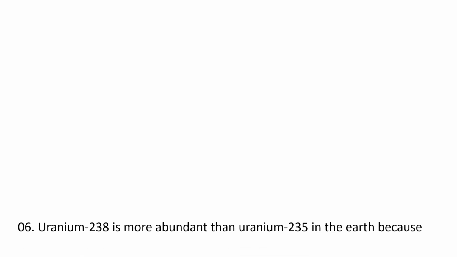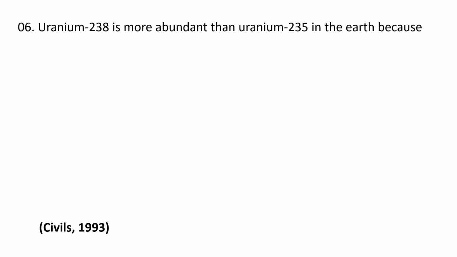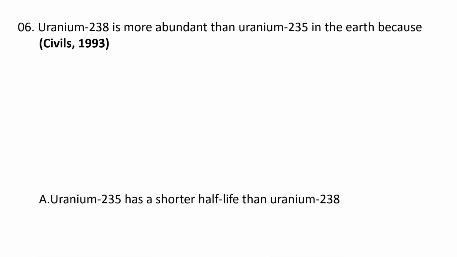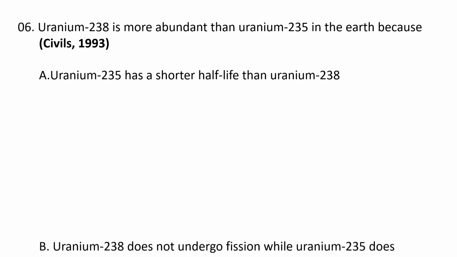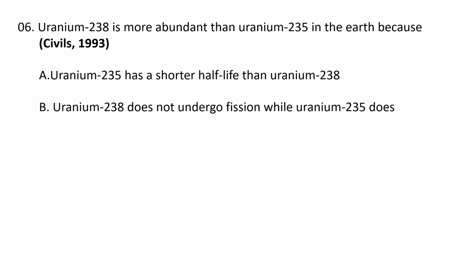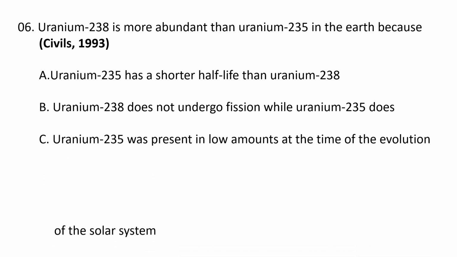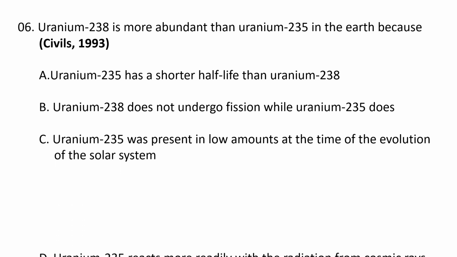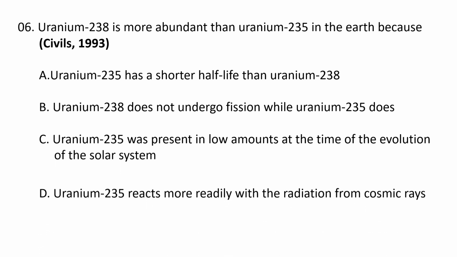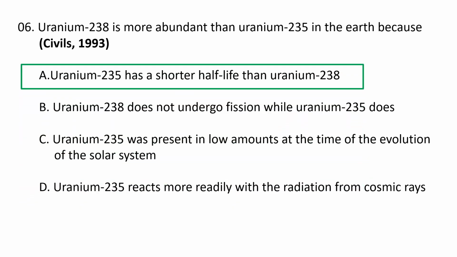Next question. Uranium-238 is more abundant than uranium-235 in the earth because A. Uranium-235 has a shorter half-life than uranium-238. B. Uranium-238 does not undergo fission while uranium-235 does. And C. Uranium-235 was present in low amounts at the time of the evolution of the solar system. And D. Uranium-235 reacts more readily with the radiation from cosmic rays. So A is the correct answer because uranium-235 has a shorter half-life than uranium-238.